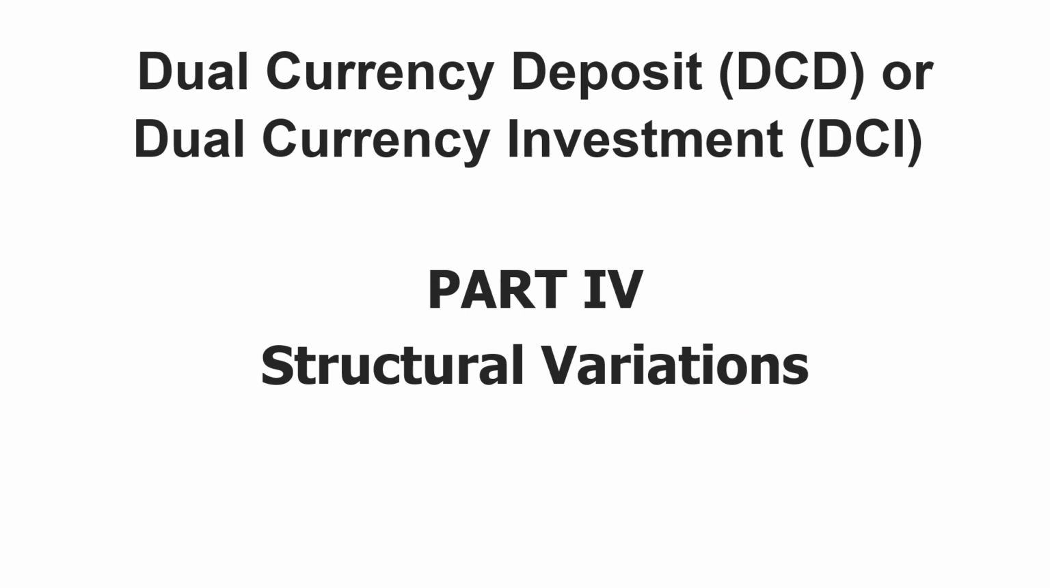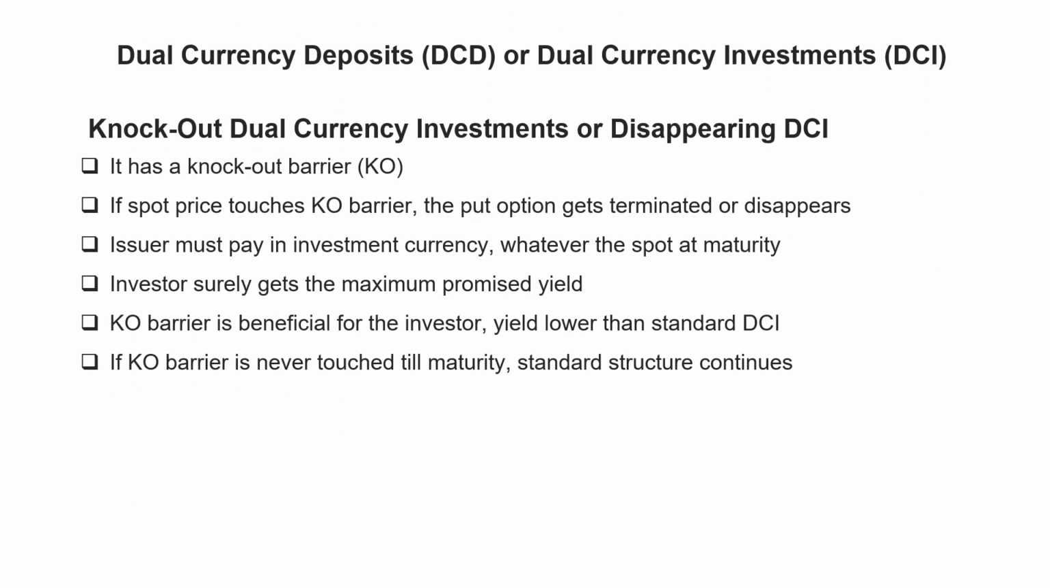Let's get going. We'll first discuss the knockout dual currency investment, also known as the disappearing DCI. A knockout DCI is similar to a standard DCI, but it has a knockout feature. If the spot price touches the knockout barrier, the put option on the alternate currency sold by the investor to the issuer gets terminated or disappears. Therefore, the issuer no longer has the right to convert the maturity amount into the alternate currency. At that point onwards, during the term of the DCI, the investor does not face the risk of receiving the maturity amount in the alternate currency.